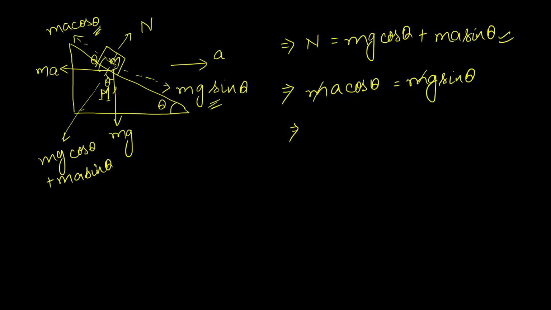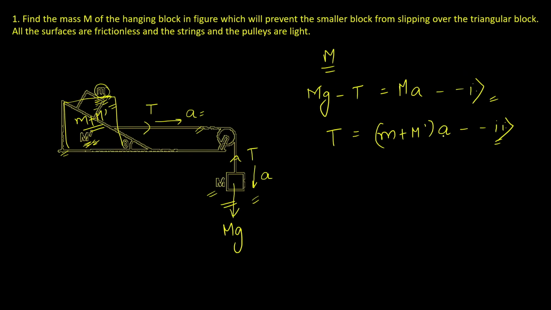Now this m is going to be cancelled. A is equal to g sin theta upon cos theta, that is tan theta. So this is the acceleration. Now we know the acceleration, that is a equals g tan theta. And what do I need to find? I need to find this capital M mass. So for that I need T also. And for this T, I have this equation.